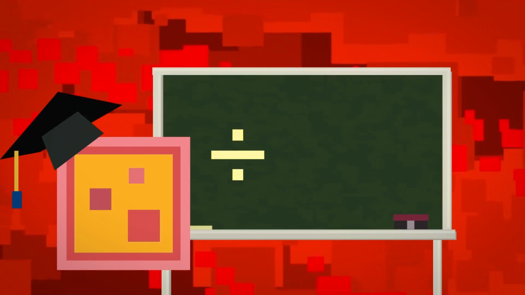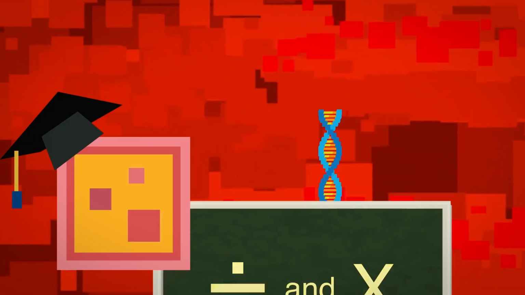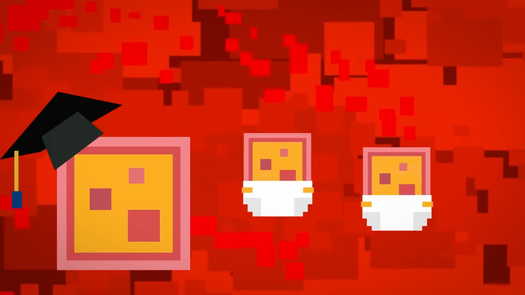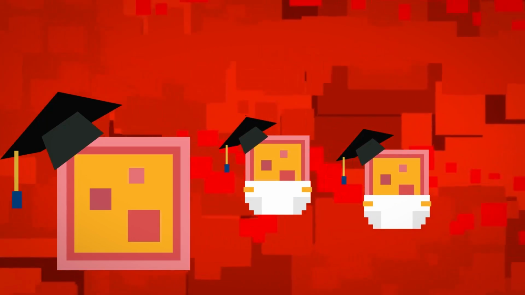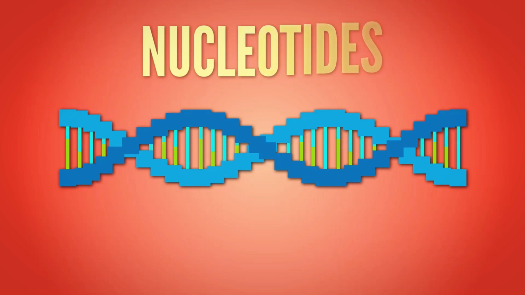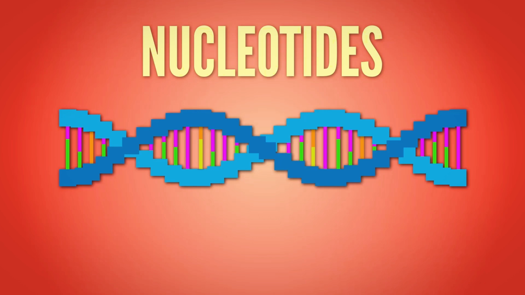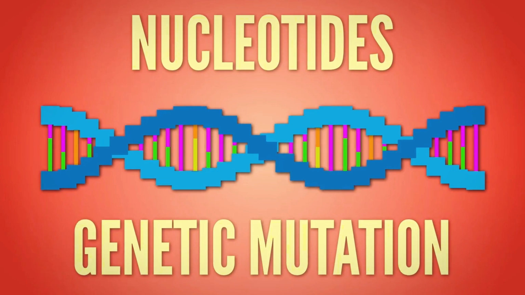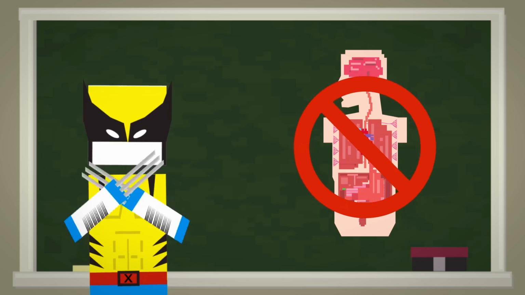When cells divide and multiply, the entire genome is replicated. So new cells contain the same information as their parent cell. But sometimes mistakes happen and nucleotides are replaced, deleted, or added, which is known as a genetic mutation. This means your body has an error in its instruction manual.